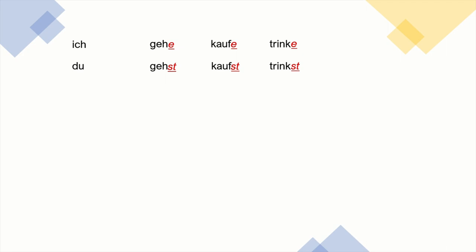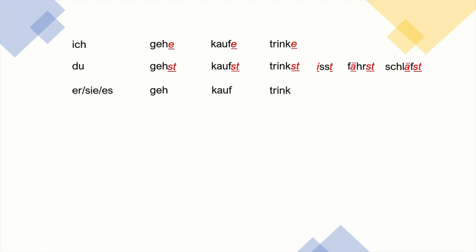But that's not always the case, because sometimes you also have to change the vowel letter of the root word before adding ST. So we have here examples: essen, isst; fahren, fährst; schlafen, schläfst. Du isst, du fährst, du schläfst.